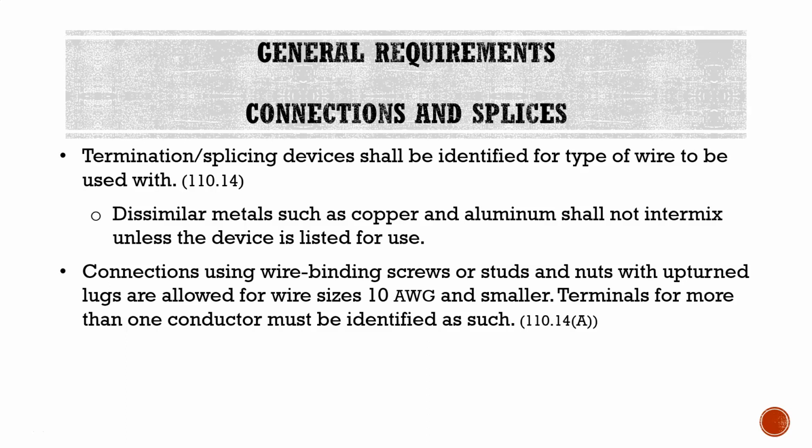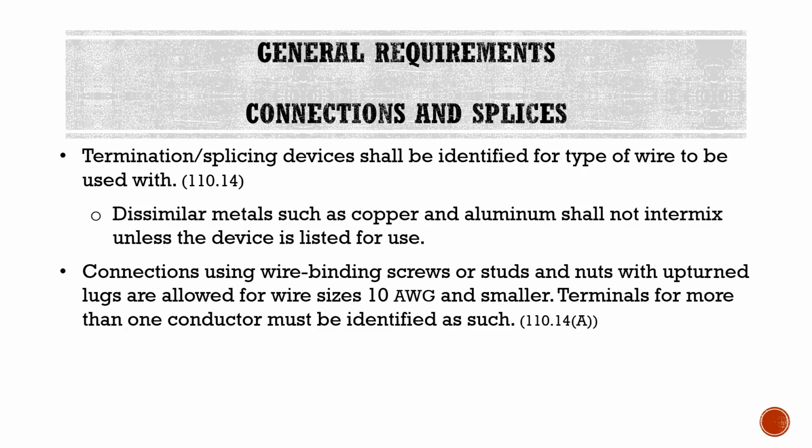Another note here, connections using wire binding screws or studs and nuts with upturned lugs are allowed for wire sizes 10 AWG and smaller. Terminals for more than one conductor must be identified as such. I include this note because it is very applicable to real world applications. For those of you who have started doing some hands-on training here at BCTC or have done some real world work, the most common place you're going to see this example for the first half of this section number is going to be with common switches and receptacles.